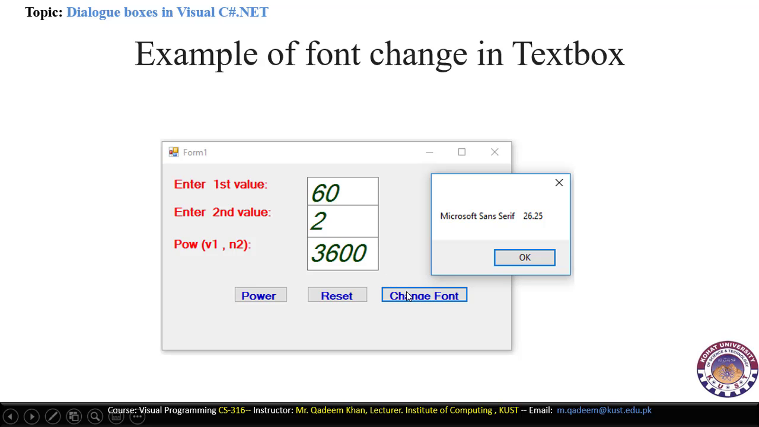Now if I want to change the font of these three text boxes, then I will click the change font button, and the dialog will appear, and there I will select a certain font, and the font will be applied on these three text boxes. And also the font information will be displayed on the message dialog box.